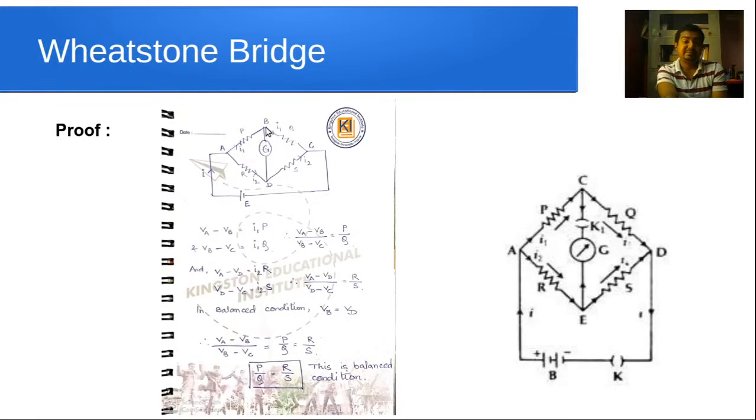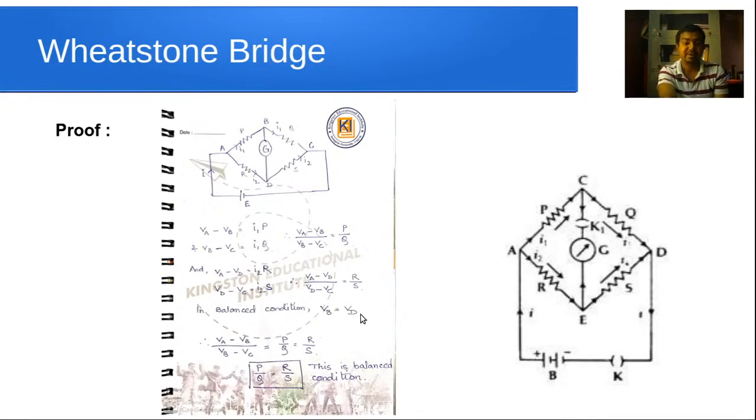That means that in the balance condition there is no flow of current across the galvanometer, meaning the potential at point B and the potential at point D are the same. So there is no current flow because the potential is the same. So VB equals VD. That's why current cannot flow through the galvanometer, because the potential here and the potential here are the same.